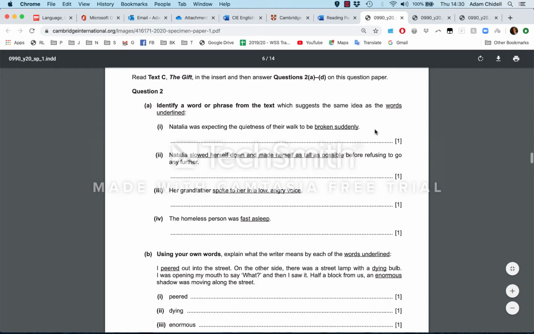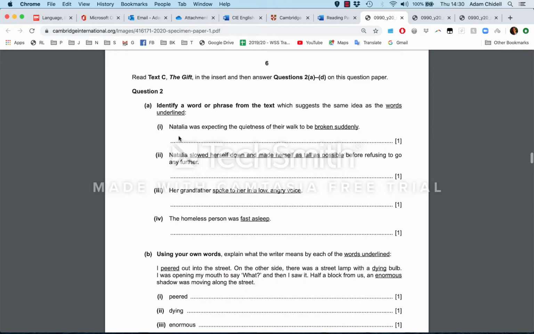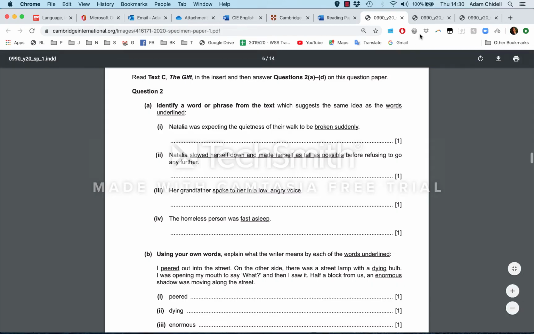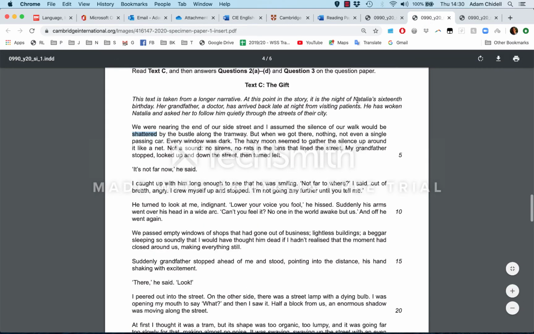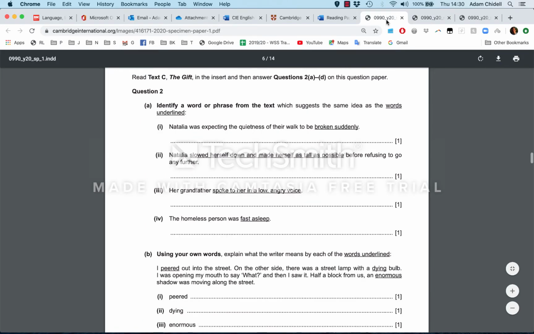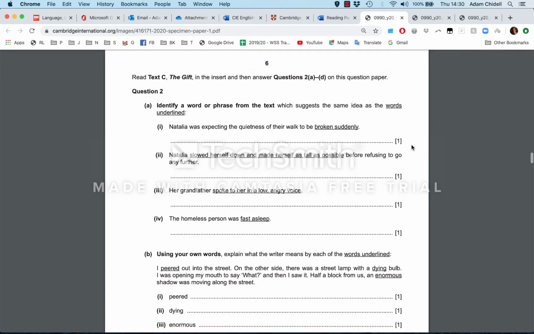Yes, that means the same thing. So really straightforward. All you need to do is write in the word shattered. You won't lose marks if you put in "the silence of our walk would be shattered", but really all you actually need is the synonym for the bit that is underlined. So save yourself some time, earn yourself a mark, and it's as easy as that.